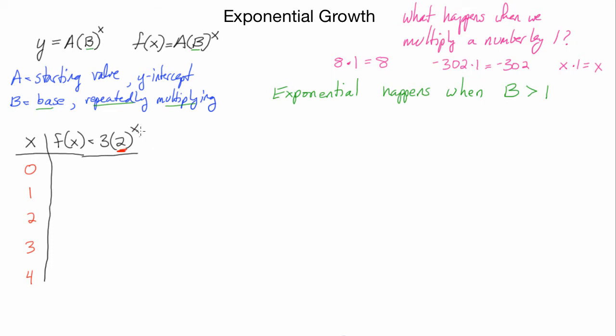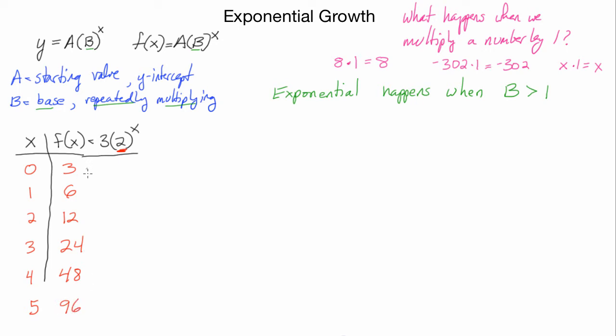So if I put 0 in for x, that's 3 times 2 to the 0th power, that's just going to be 3. If I put 1 in for x, now I've got 3 times 2 to the 1st, that's going to be 6. If I put 2 in for x, 3 times 2 squared, 2 squared is 4, so 3 times 4 is 12. If I put 3 in, that's going to be 24. If I put 4 in, that's going to be 48. Because we're multiplying by 2 over and over again, if I put 5 in, that's going to be 96.